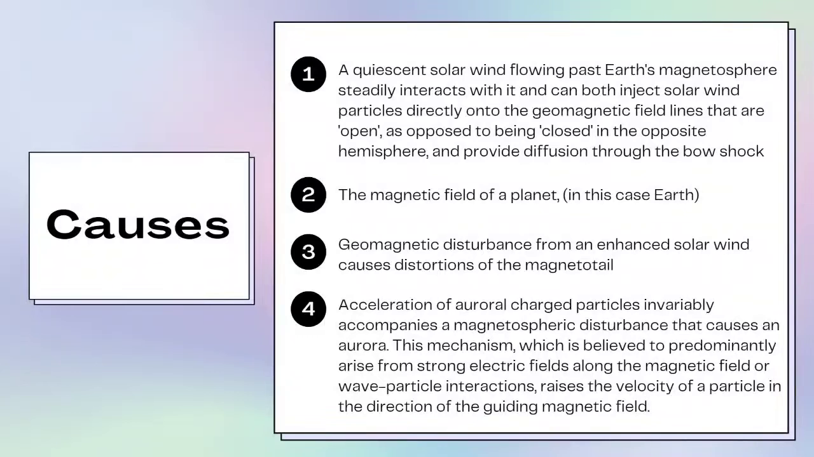Second, the magnetic field of a planet, in this case, Earth. Third, geomagnetic disturbance from an enhanced solar wind causes distortion of the magnetotail.